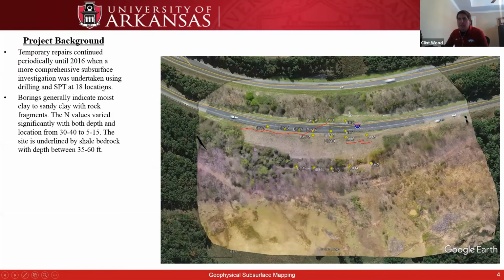So in 2016, it was decided to do a more comprehensive subsurface investigation program where 18 borings with SPT measurements were taken mostly along the top of the slope and on the other side of the road, but then a roadway was cut in and done closer to the toe of the slope. The toe of the slope's actually down here at the bottom, but kind of at more of a midpoint of the slope, and indicated moist clay to sandy clay with rock fragments. Blow counts varied significantly, likely due to the rock fragments and other things in the subsurface, from 30 to 40 to 5 to 15. And it was underlain by a shale bedrock somewhere between 35 and 60 feet below the surface, depending on where you were on the project.